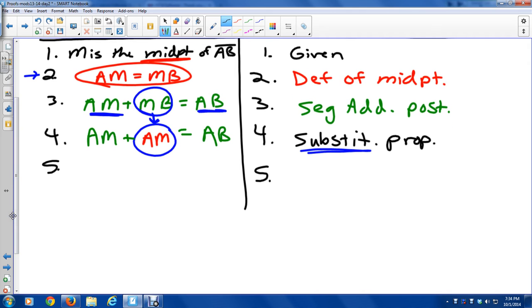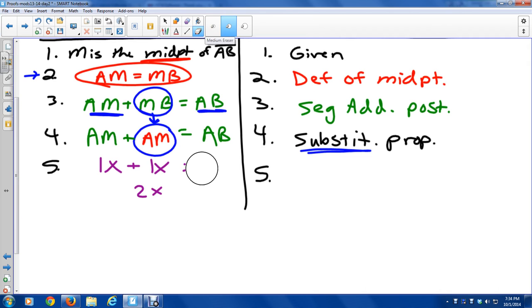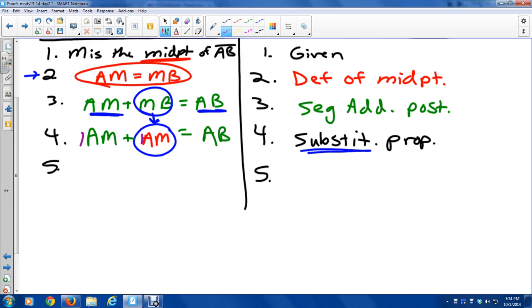Okay, if you're stuck, think of this as x plus x. And if you had x plus x equals anything, I don't care, what would you do with the two x's? Hopefully you'd say I've got 1x plus 1x giving me 2 x's. So I've got AM plus AM. In other words, I have one AM plus another AM. Altogether, I should be seeing that I have 2 of the length AM. Okay, some people like to put in parentheses just to sort of make it a little clearer. Equal to AB, I haven't changed the right side.